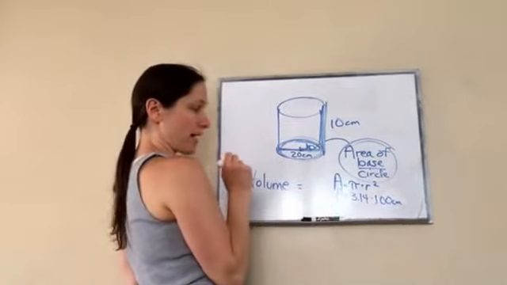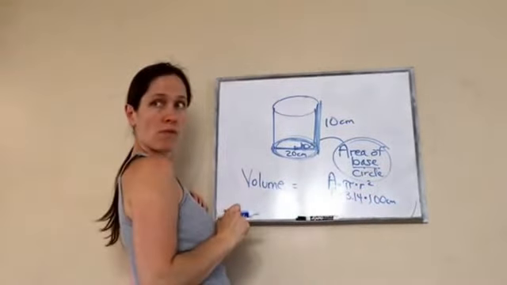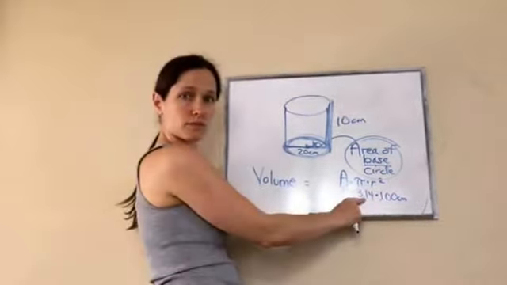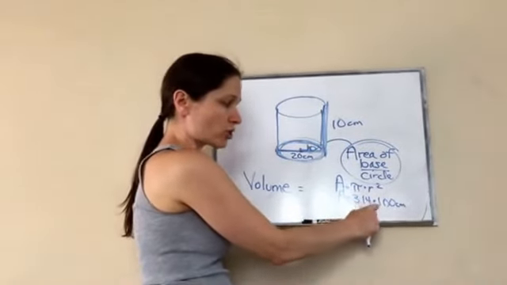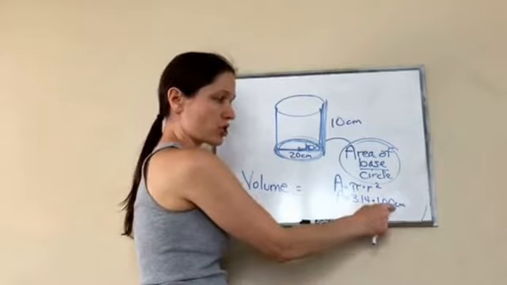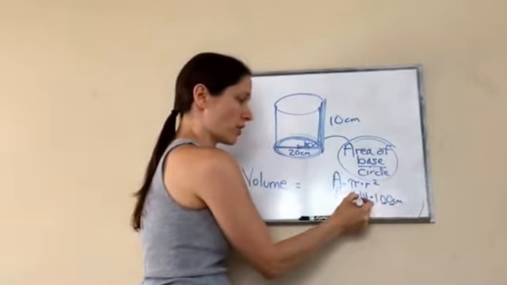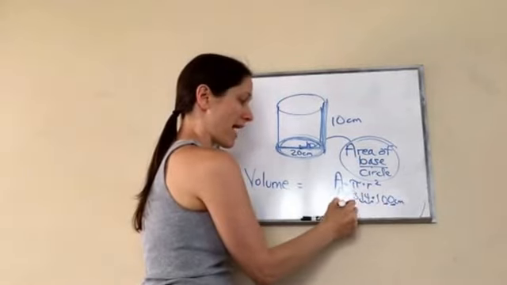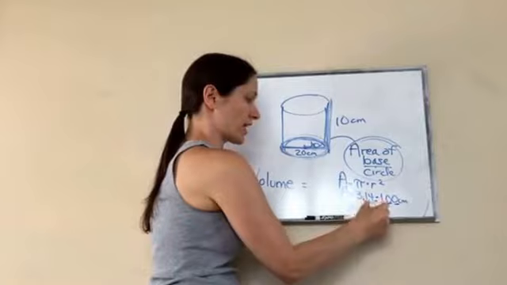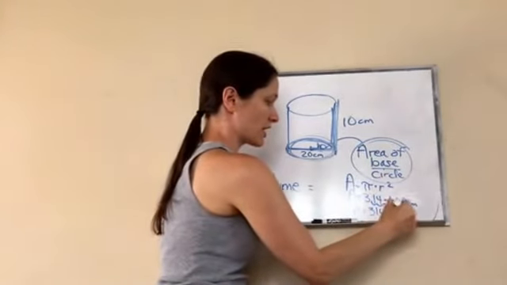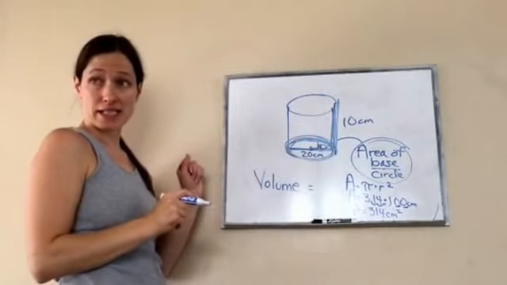Okay, how do I do that? Do you remember what you can do with your decimal when you're multiplying? What happens to this decimal when you multiply something by 100, which is 2 zeros? It moves to the right, twice. So my A equals 314. And since this is centimeters, it's centimeters squared. But we're not done, because that's just the area of the base.